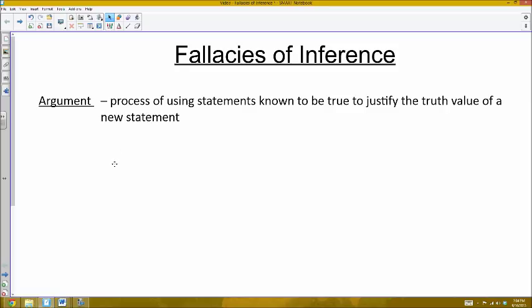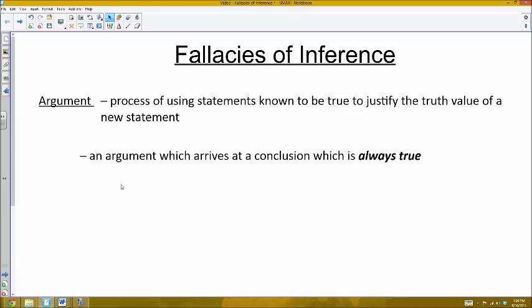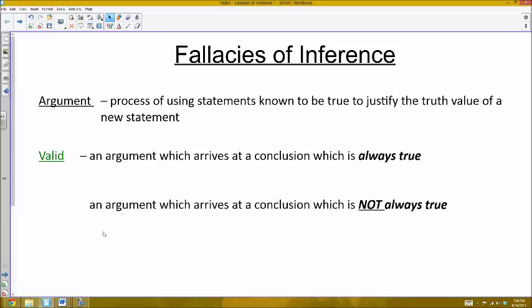Now, in all of the laws of inference we've talked about, the argument arrives at a conclusion which is always true. This is referred to as a valid argument. What we're going to look at today in this video is an argument which arrives at a conclusion which is not always true, and this is what's known as an invalid argument. Now, there are three special types of invalid arguments that we're going to talk about, and these are the fallacies, the invalid arguments that are made so often that they get special names.